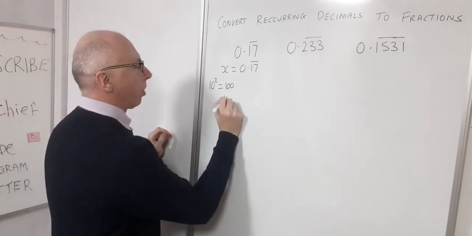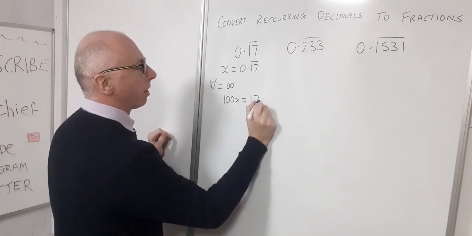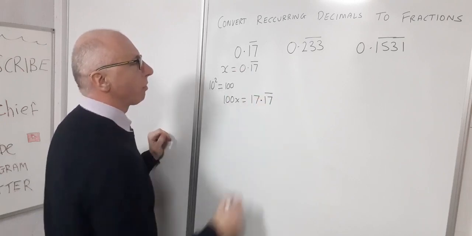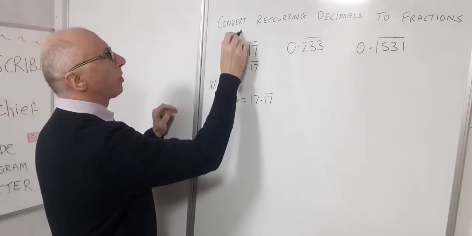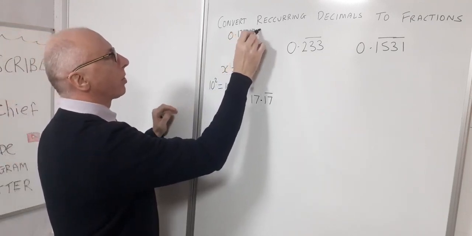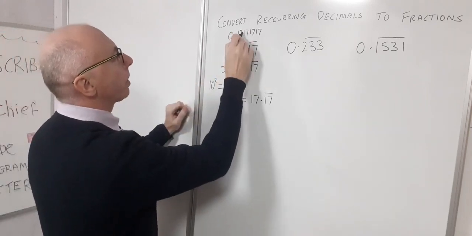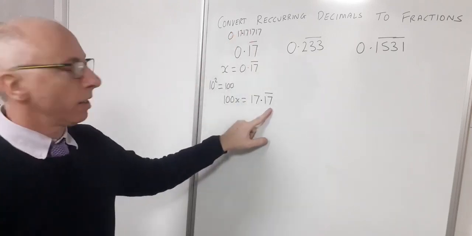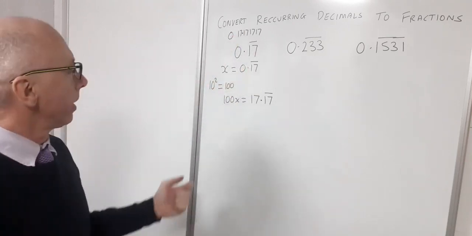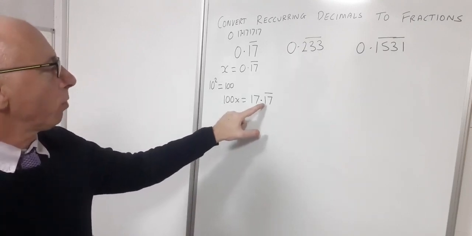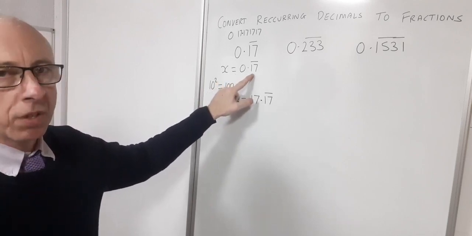So now we've got 100x equals 17.17 recurring. This number will be the same as 0.17171717. Multiplying that by 100, we can just move the decimal point to this point. So that's what we've got here for 100x. So now 100x equals 17.17 recurring, and we know that x equals 0.17 recurring.